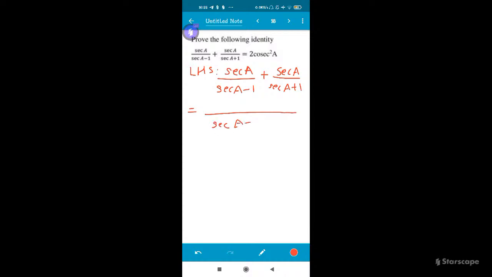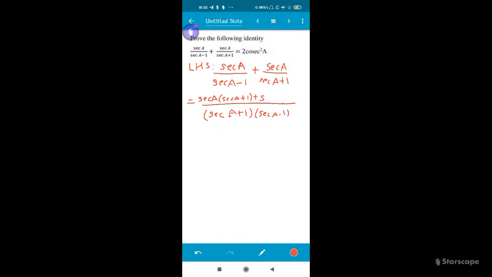Sec A plus 1 into sec A minus 1. And in the denominator we will have sec A into sec A plus 1 plus sec A into sec A minus 1. Okay, so let's multiply the terms in the numerator.